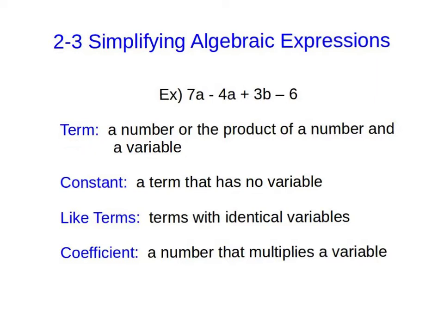Term is a number or the product of a number and a variable. Constant is a term that has no variable. Like terms are terms with identical variables or the same variable. And coefficient is a number that multiplies a variable, or the number that is in front of a variable. Pause the movie now to copy down these vocabulary words into your notes.